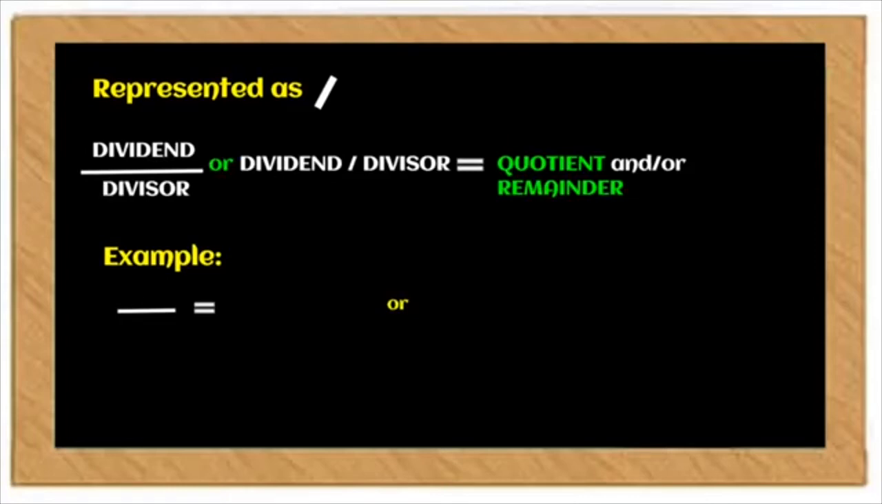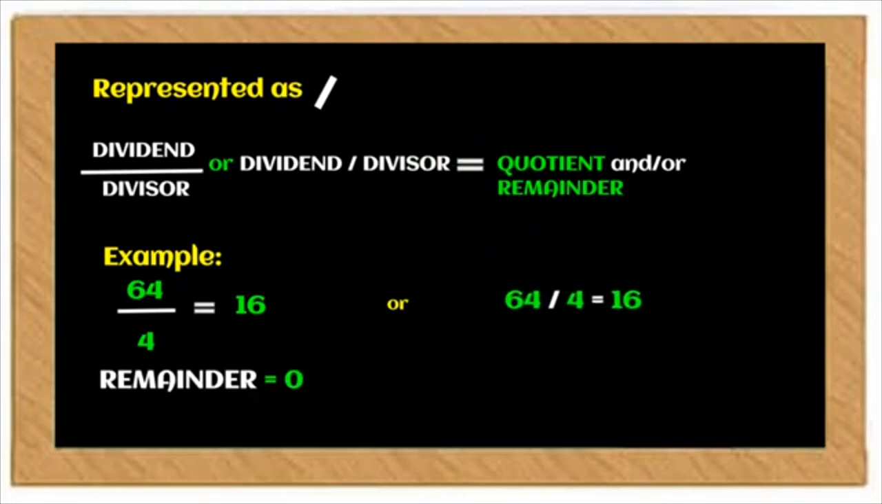As you move up in your classes, you will observe, children, that division may also be represented by writing the dividend upon the divisor or using a slash. In the given example, 64 is written upon 4 to give you the answer as 16 and the remainder is 0. This can also be represented as 64/4 giving you 16.